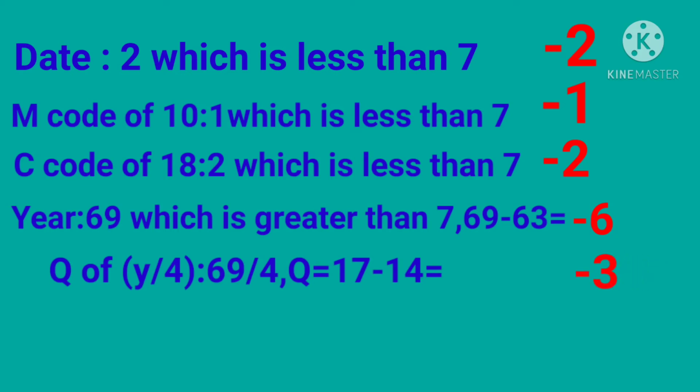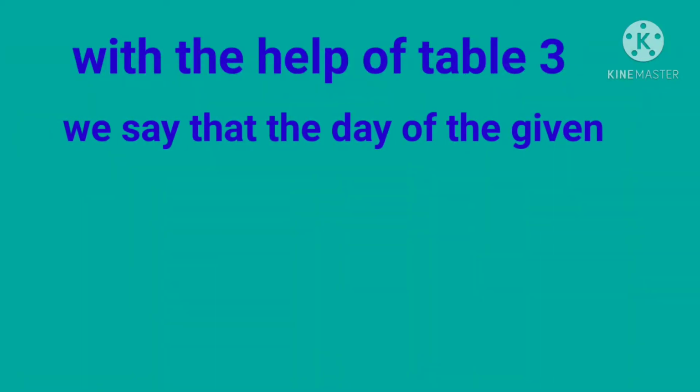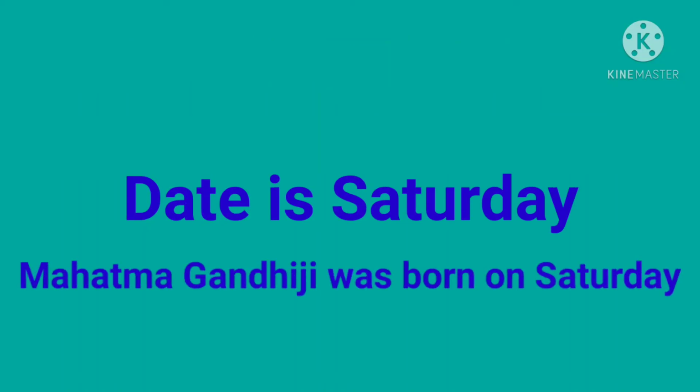By adding all of these, we get the sum as 14. And since 14 is greater than 7, again 14 minus 14 is 0. With the help of table 3, we say that the day of the given date is Saturday. That is, Mahatma Gandhiji was born on Saturday.